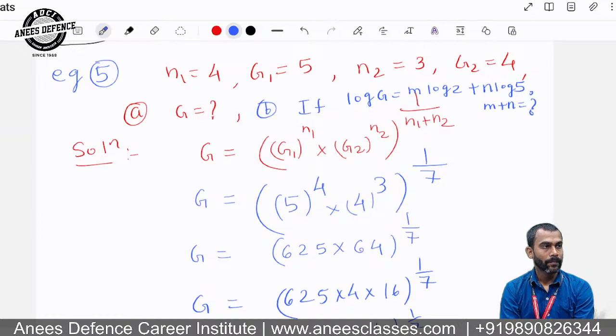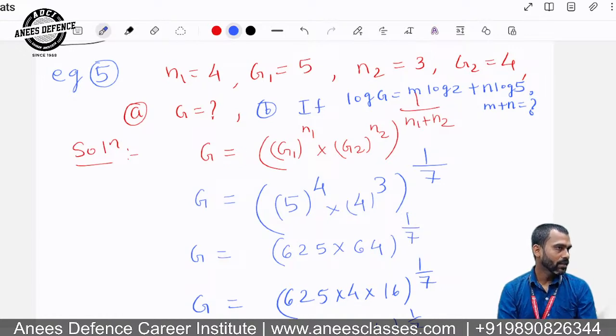What is the answer? What is n? 4 by 7. m plus n is 10 by 7. What is GIF of m plus n? 1. Why? Because 10 by 7 is between 1 and 2.